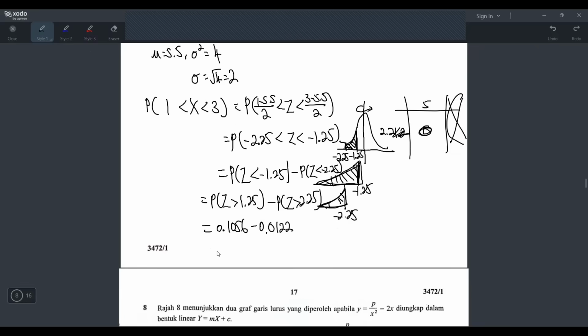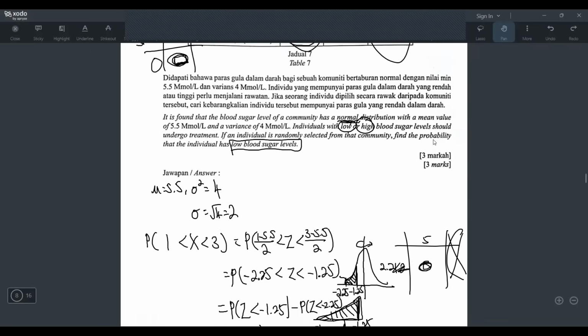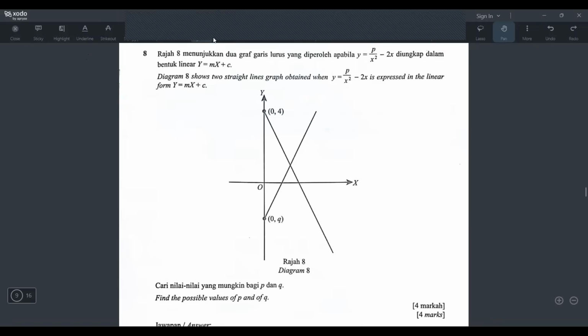And the last step is to take this area minus this area. Okay, ataupun probability lah. Area and probability is the same thing. Okay, 0.1056 minus 0.0122. I'm pressing my calculator. Okay, my calculator give me 0.0934, right? So that's the answer. And what is this? The probability, or you can also say the area of the shaded region. And what they want you to find? The probability, right? So that's the answer lah. Probability that low blood sugar level, that's the probability. Okay, sudah siap.